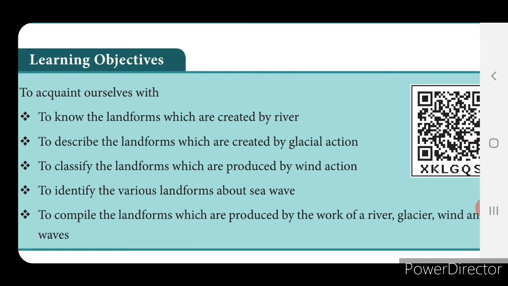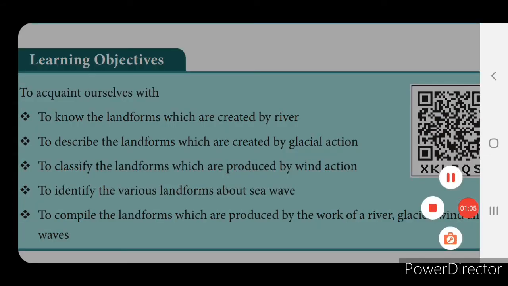So, in short, we can say that after completing this lesson, we will clearly understand the landforms formed because of the river, glacial action, wind action and sea wave. Clear children? So, the formation of landforms is due to the river, glacial action, wind action, sea wave.